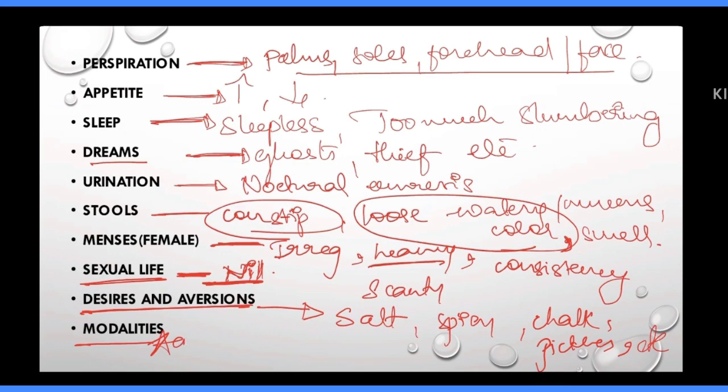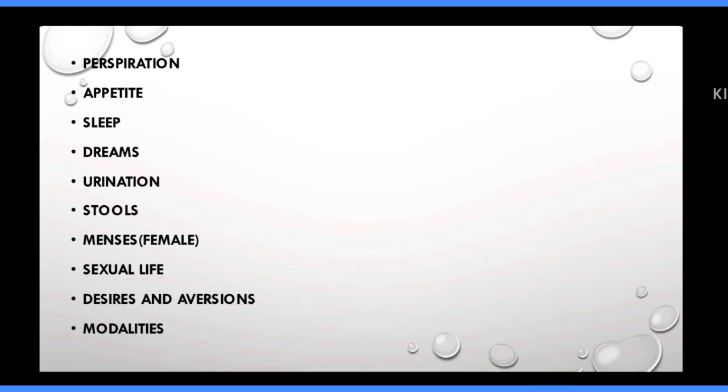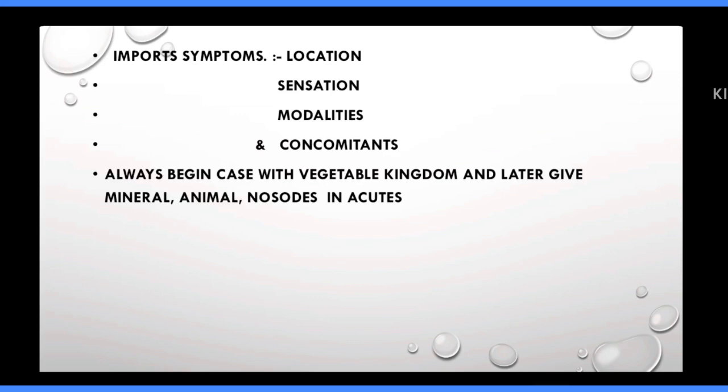Modalities: there is aggravation and amelioration. When the conditions aggravate, when the conditions ameliorate. This is all essential in modalities. Next, coming to important symptoms. Firstly, location: in which location the patient is getting pain. Then sensation, how is the sensation, whether it is throbbing pain, pricking pain, stitching pain, lancinating pain, pulsating, spasmodic, etc.